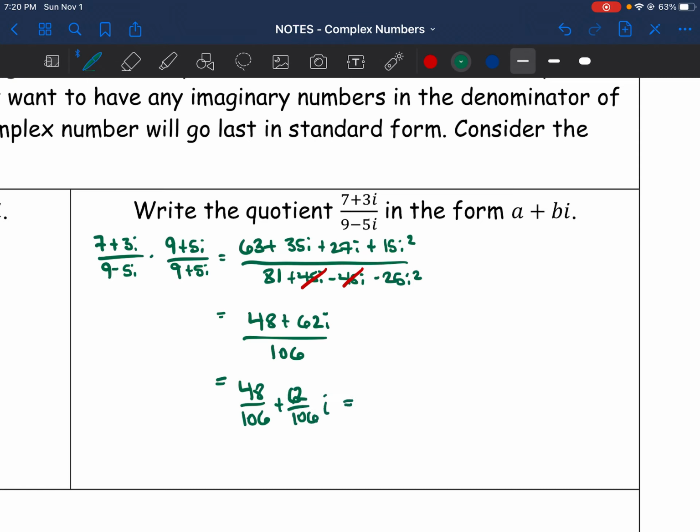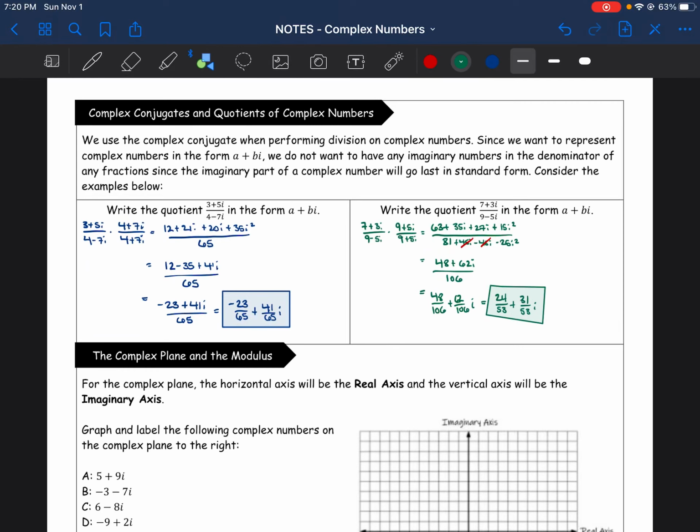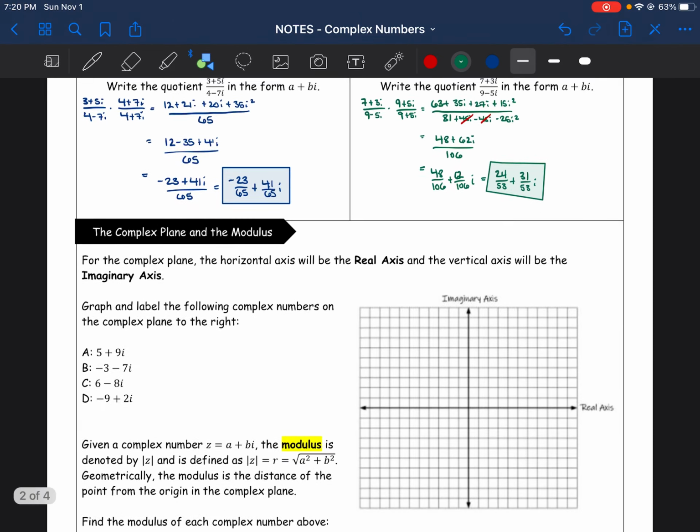All right, we can reduce these fractions. 48 over 106 is going to be 24 over 53. 62 over 106 is going to be 31 over 53. So we can see real part 24 over 53, imaginary part 31 over 53. All right, so that's the importance of complex conjugates. They help in division of complex numbers.